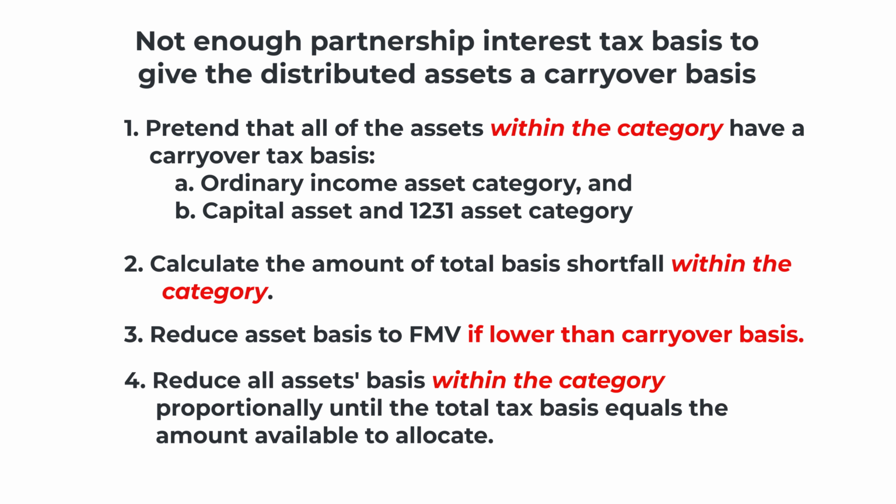Fourth, reduce the tax basis of all the assets in that category in proportion to their relative tax basis until the total tax basis of the assets matches the available tax basis that can be assigned to the category from the partner's tax basis in the partnership interest.